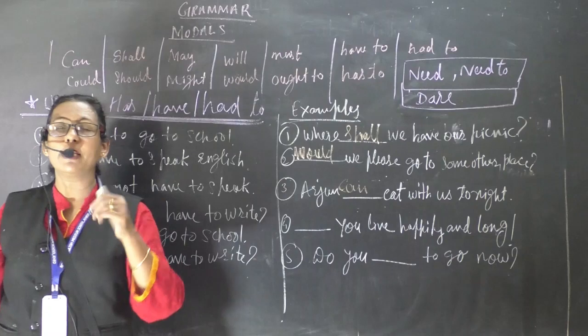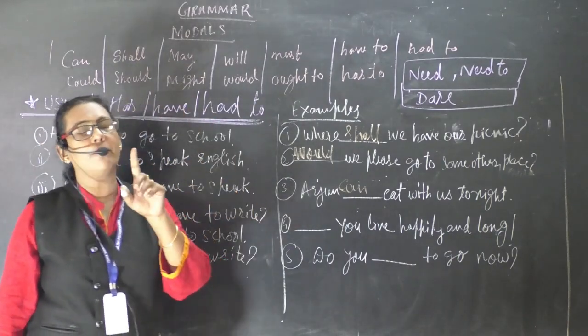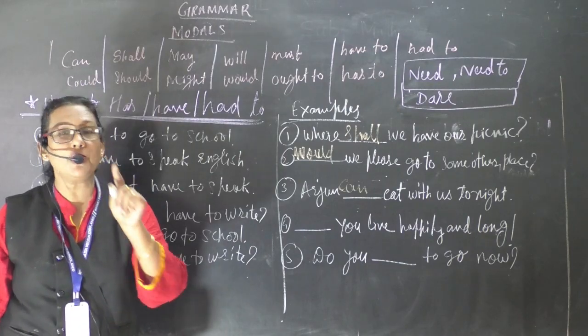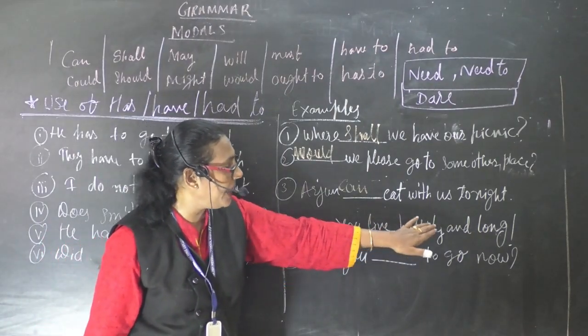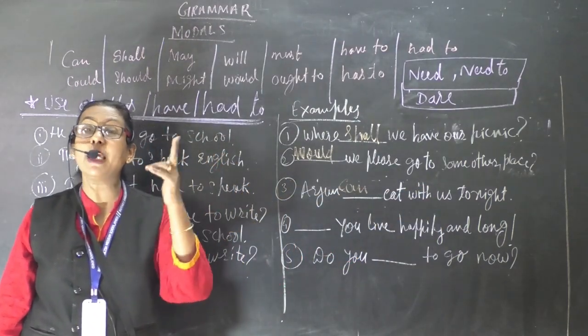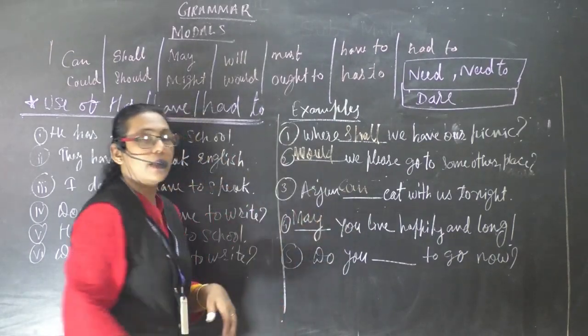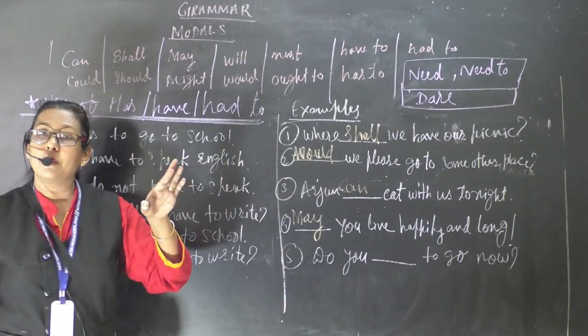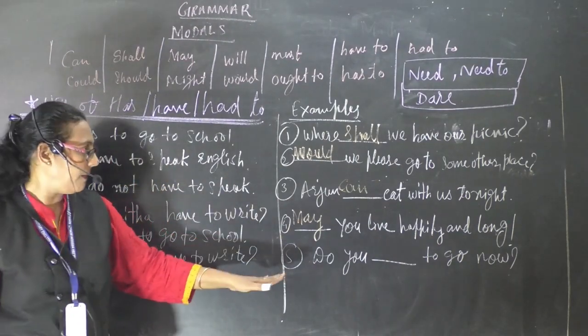May we always use for permission, that is a formal permission, and we always use may for wishing. So what are we wishing here? See, you live happily and long. In birthday wishes, what is it? May you live. So dear children, you are correct here. You can write here that it is a wish. Whenever we are wishing, we always write may.